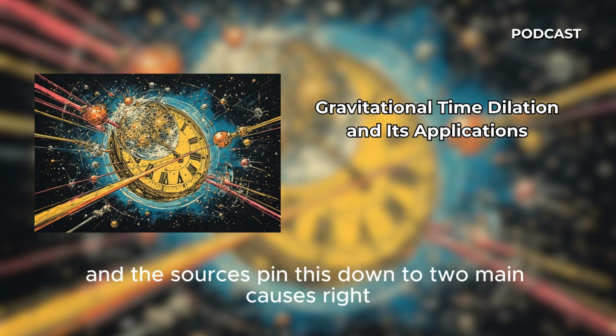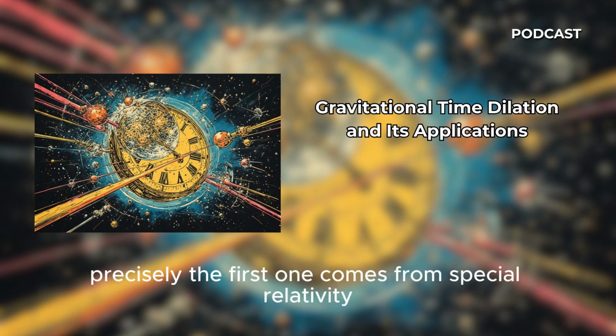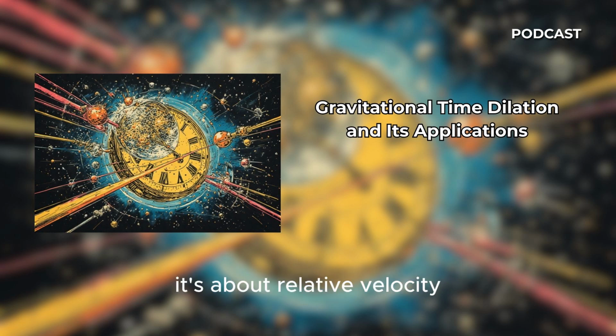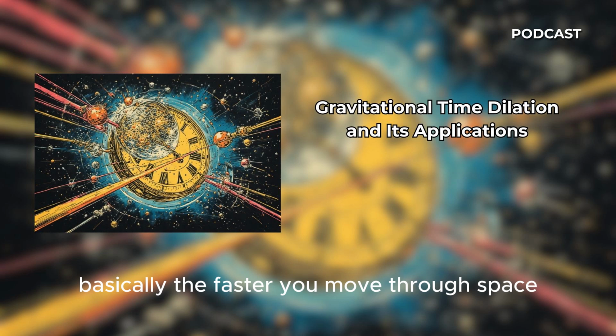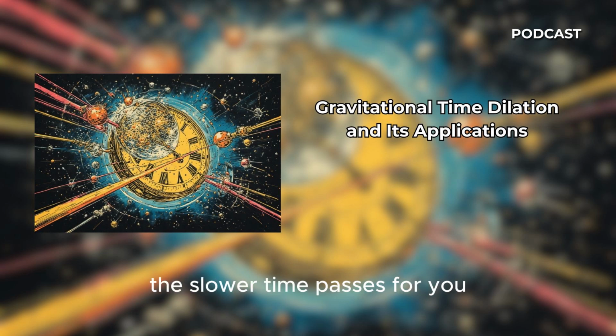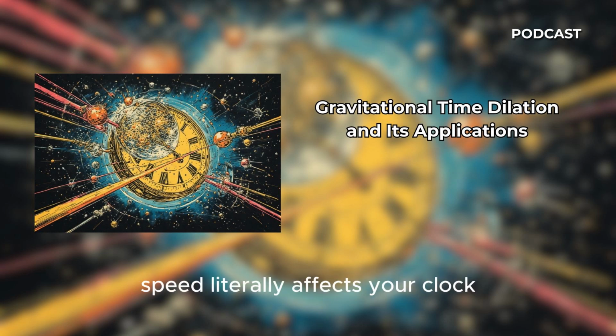And the sources pin this down to two main causes, right? Both stemming from Einstein's relativity theories. Precisely. The first one comes from special relativity. It's about relative velocity, how fast you're moving compared to someone else. Basically, the faster you move through space, the slower time passes for you relative to a stationary or slower moving observer. Speed literally affects your clock.